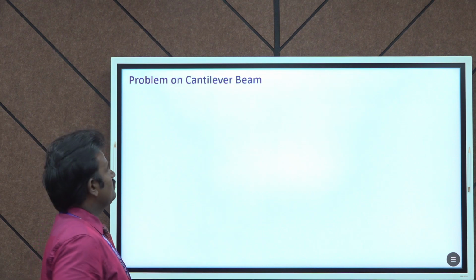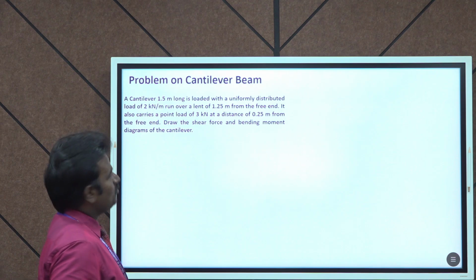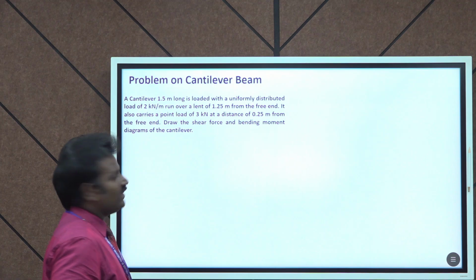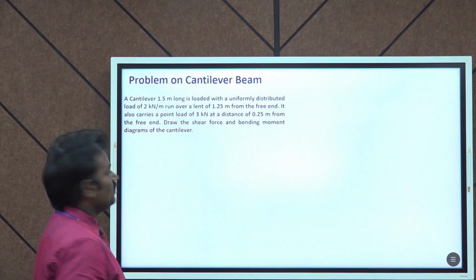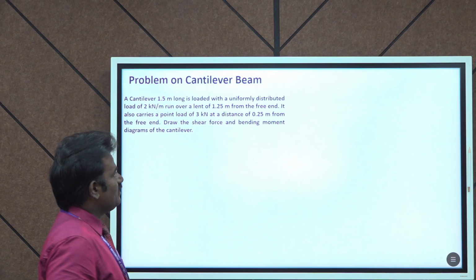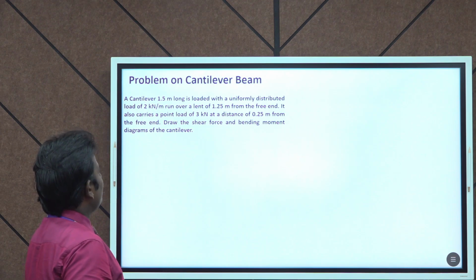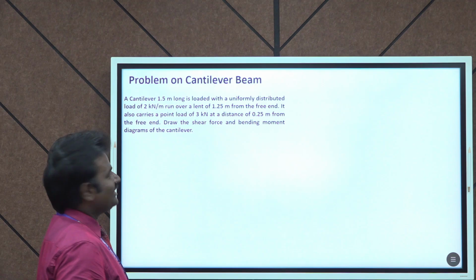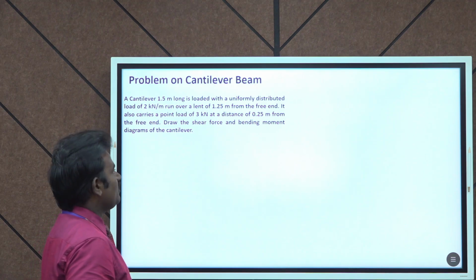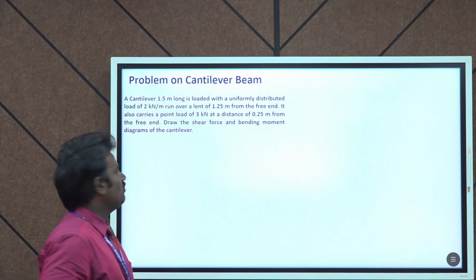So first I will dictate the problem. A cantilever 1 meter long is loaded with a uniformly distributed load of 2 kilonewton per meter run over a length of 2.5 meter from the free end. It also carries a point load of 3 kilonewton at a distance of 0.25 meter from the free end. Draw the shear force and bending moment diagram of the cantilever.